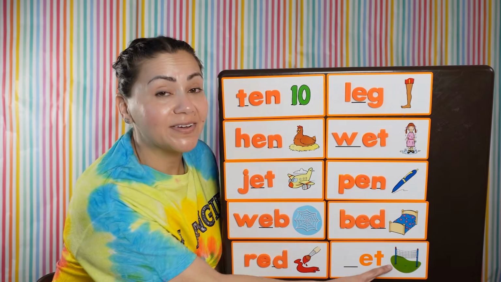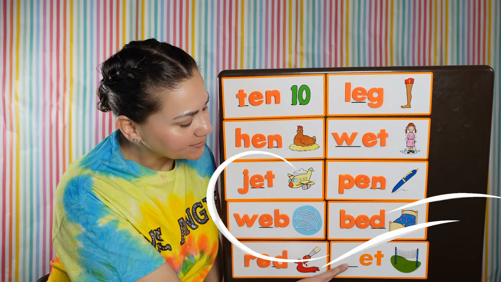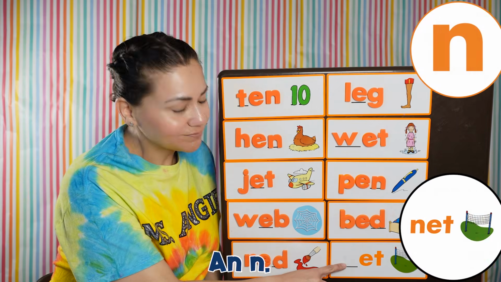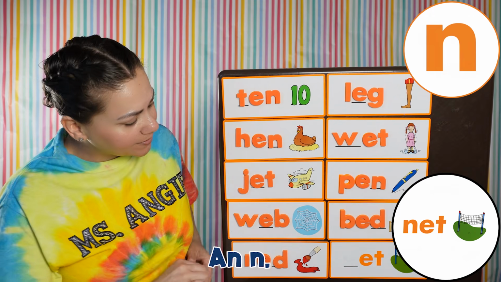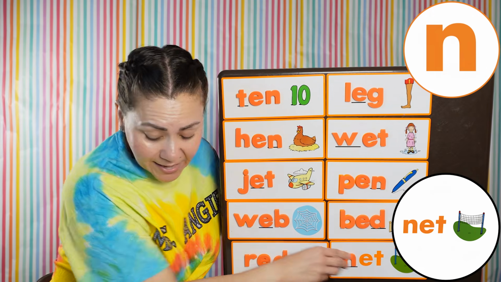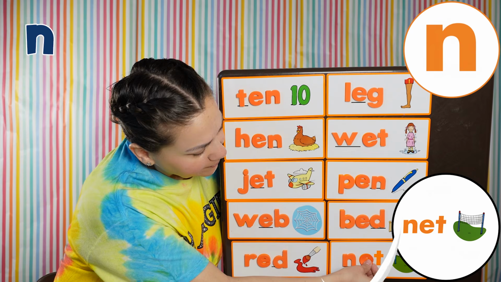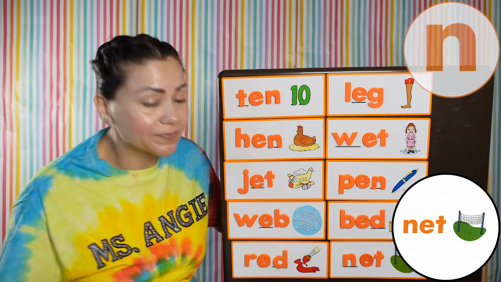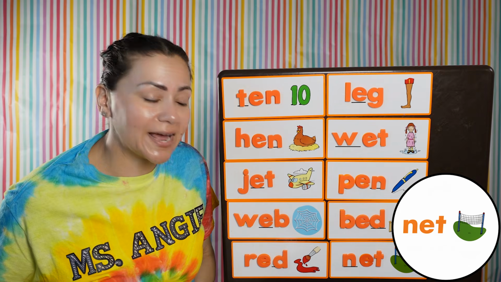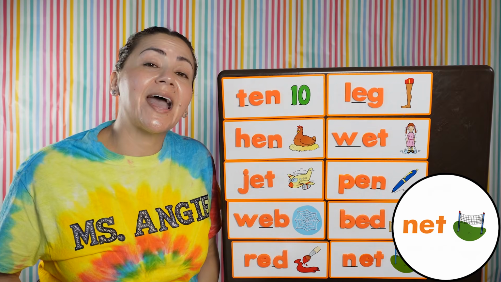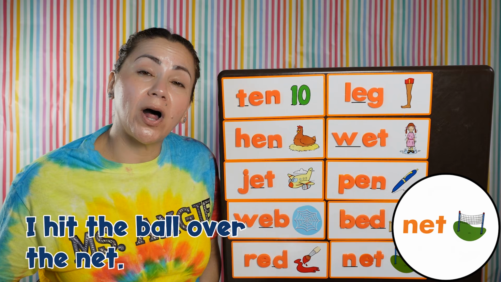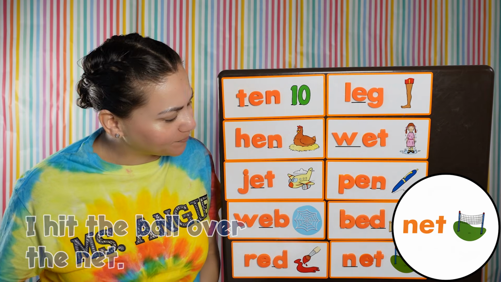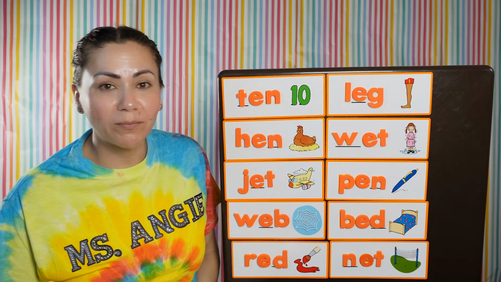This is a picture of a net. Net is missing a letter here at the beginning. Which letter is missing? N. That's right, an N. Let's spell the word net. Net is spelled N-E-T. Good job. Now let's make a sentence with the word net. Can you say, I hit the ball over the net? I hit the ball over the net. Good job.